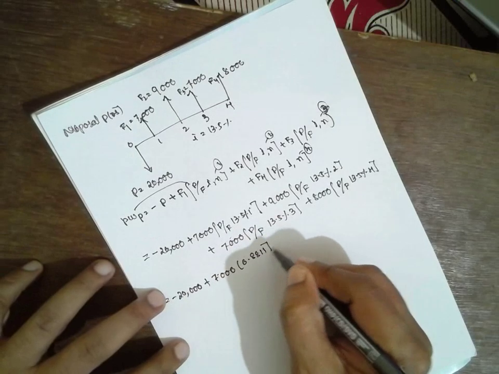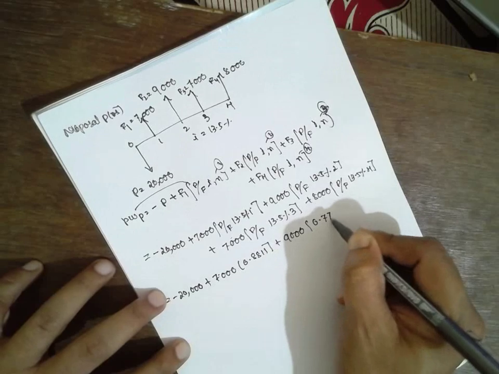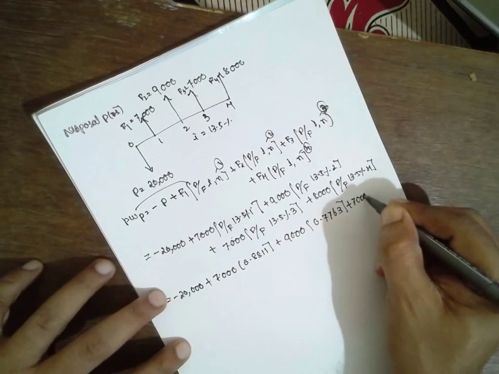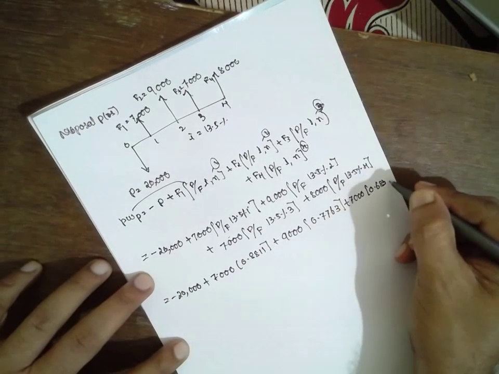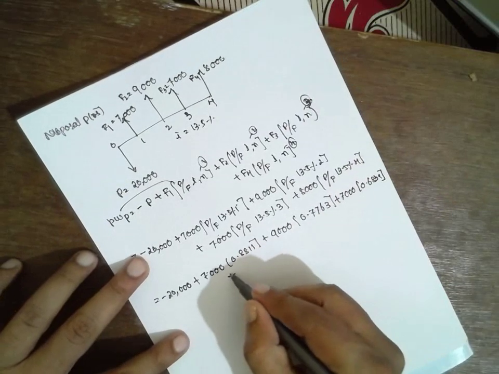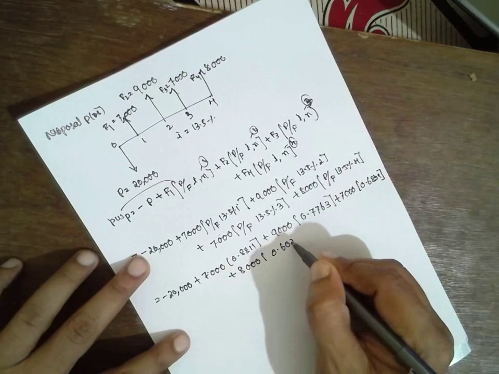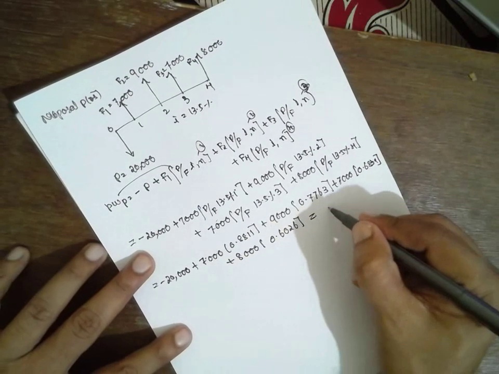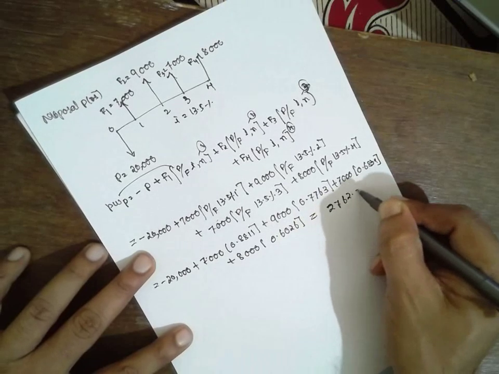0.8811 plus 9,000, 0.7763 plus 7,000 into 0.6839 plus 8,000, 0.6026. If you calculate, the answer will be minus 2762.5.